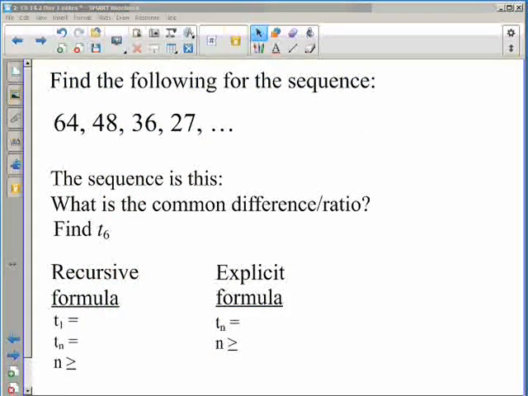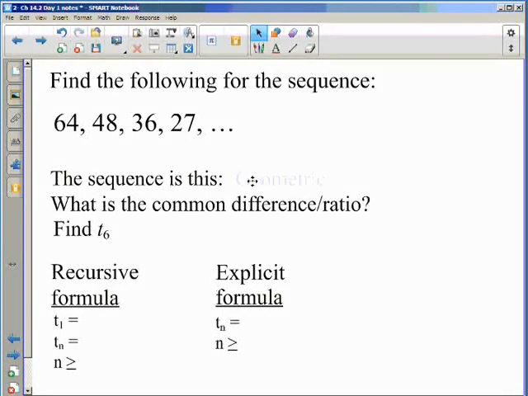Okay, I've got a couple of problems here that I'd like you to read through, try on your own. The answers will be given, and then there's an on your own, and we'll meet in class. So, find the following for the sequence. 64, 48, looks kind of familiar. Go ahead and try this, hit pause, and then start up and see how it goes.